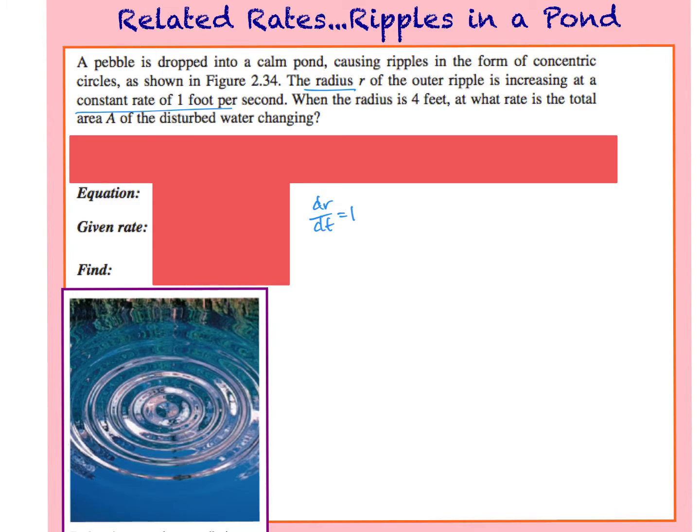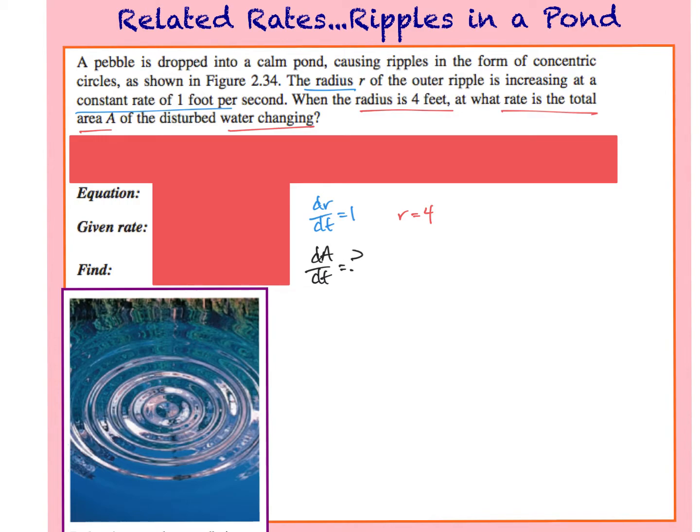All right, let's keep reading. When the radius is what? 4. So what does that say? r equals 4. Let's keep reading. At what rate is the total area disturbed changing? So, what do I need to find? I need to find the rate at which the area is changing. So if it's a rate, it's kind of a derivative. And so what would I write there? dA dt. That's what I'm finding. I need to find dA dt.